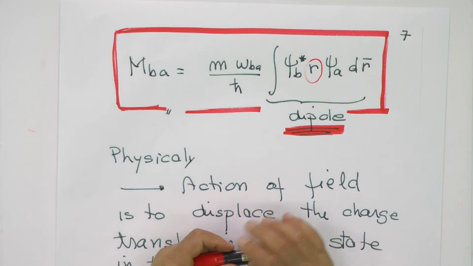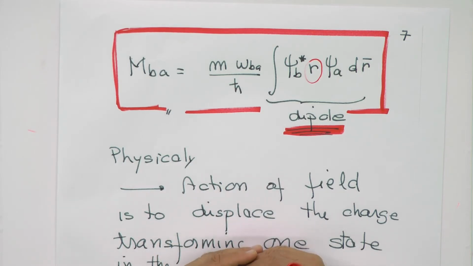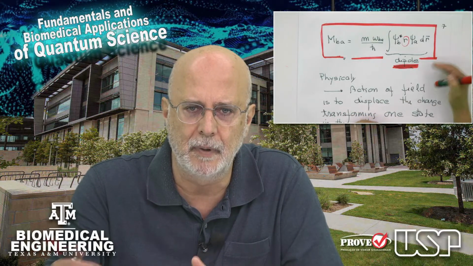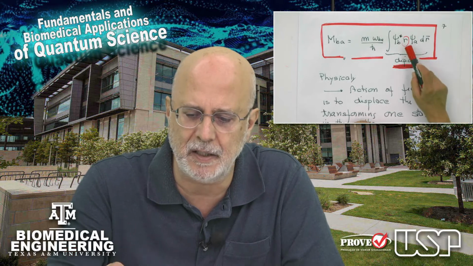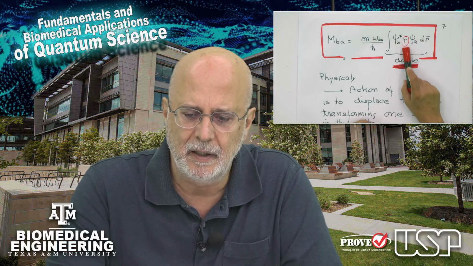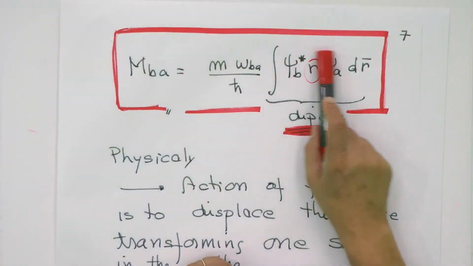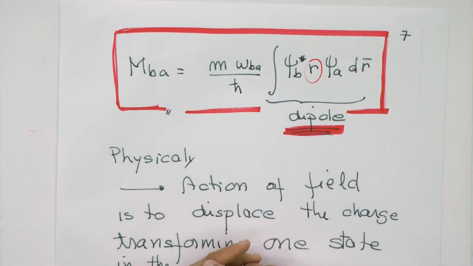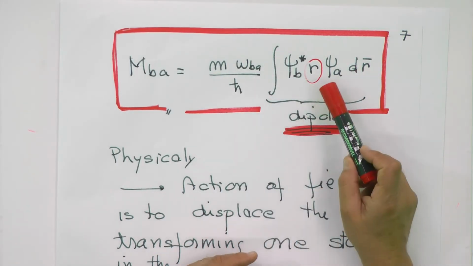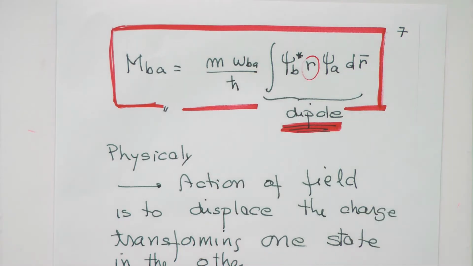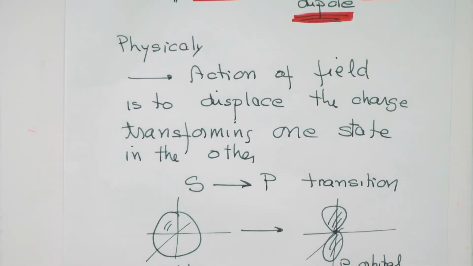So when some people speak about this state being connected to the other state by a dipole transition, it means that one is displaced. It means that they must have this kind of integral. This is what we call the matrix element. So one is the other displaced, more or less.